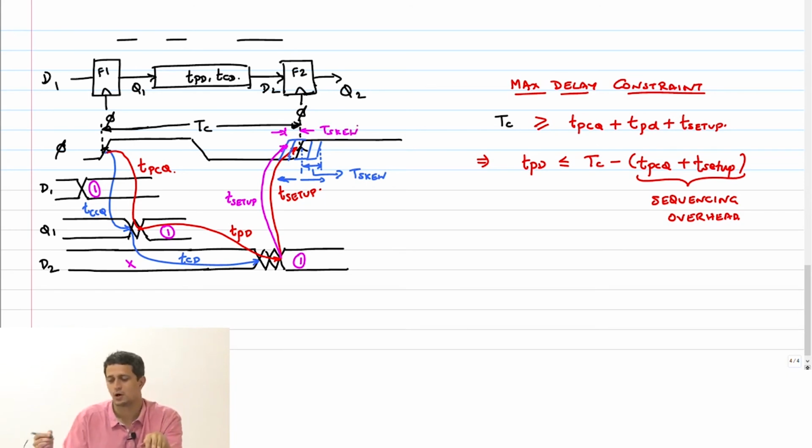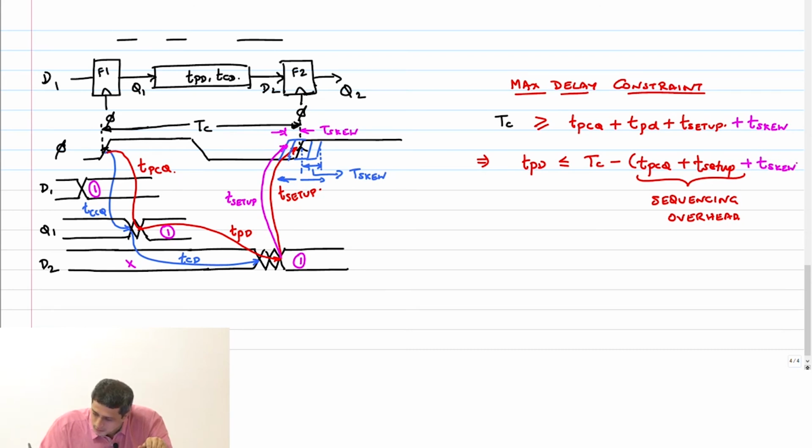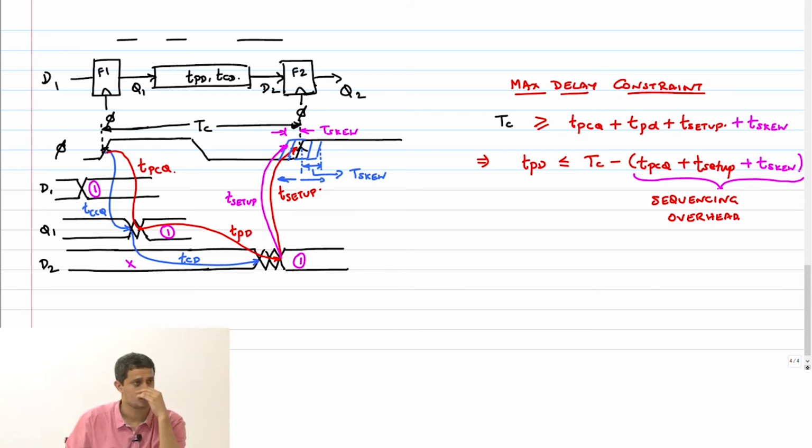Right? So, how do I modify this expression now? TPCQ plus TPD plus T setup plus T skew. Right? And therefore, here also it will simply get modified as plus T skew. Okay, and of course this whole thing now is called sequencing overhead.